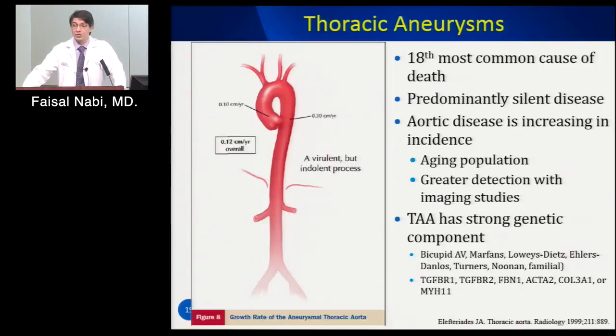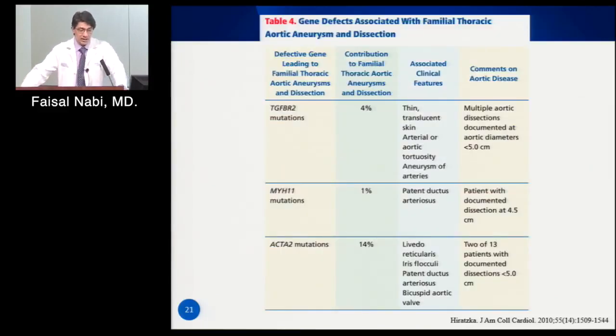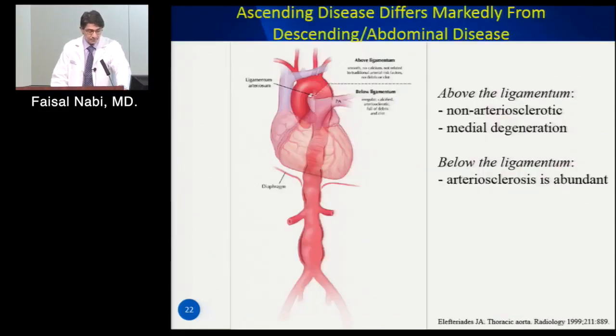The descending aorta is much more susceptible to atherosclerosis, and there you have aneurysms that are due to atherosclerosis rather than a genetic disorder. And this is just a slide that's readily available, going over some of the genetic defects associated with different genetic syndromes that I had mentioned that lead to thoracic aortic aneurysms, ascending thoracic aortic aneurysms. And in those families who have thoracic aortic aneurysms, there are certain gene defects that can also be determined and actually are important for then screening first degree relatives.